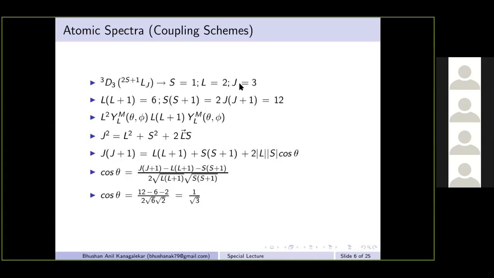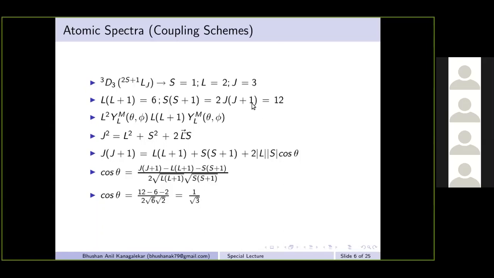So S is equal to 1, L is equal to 2 for the d orbit, and J is equal to 3. Now I'm just calculating the L(L+1), S(S+1), and J(J+1) values. The L(L+1) value is 6, S(S+1) value is 2, and J(J+1) value is 12.